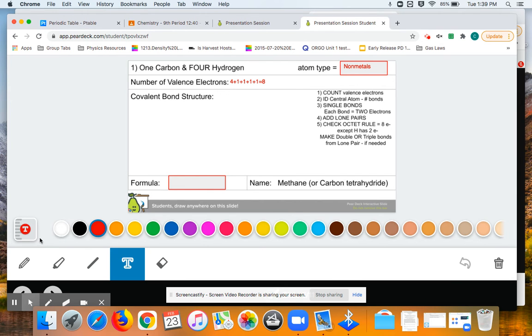So if we come over here, we have a C. There's just 1 of them. And then we have 4 H's. So I'm going to do 1 H, 2 H's, 3 H's, 4 H's. And now I'm going to arrange them a little bit nicer so that they're really surrounding it. It's on the top and the bottom and the left and the right.